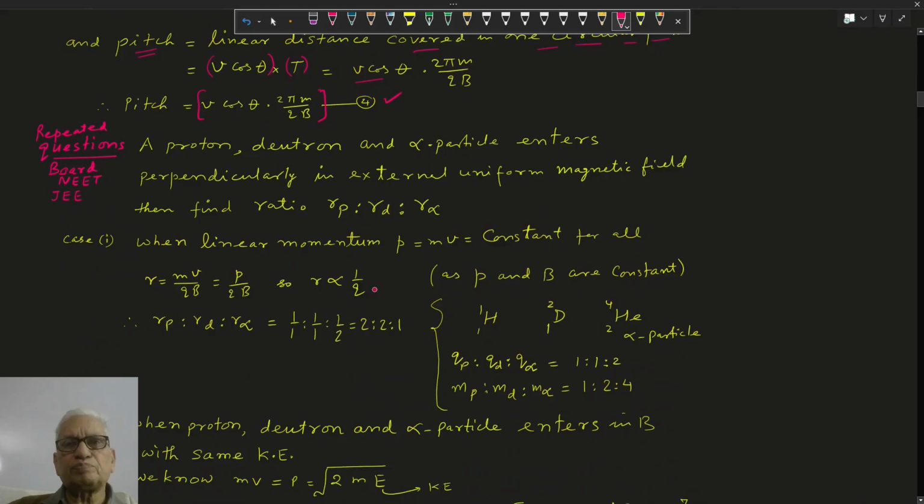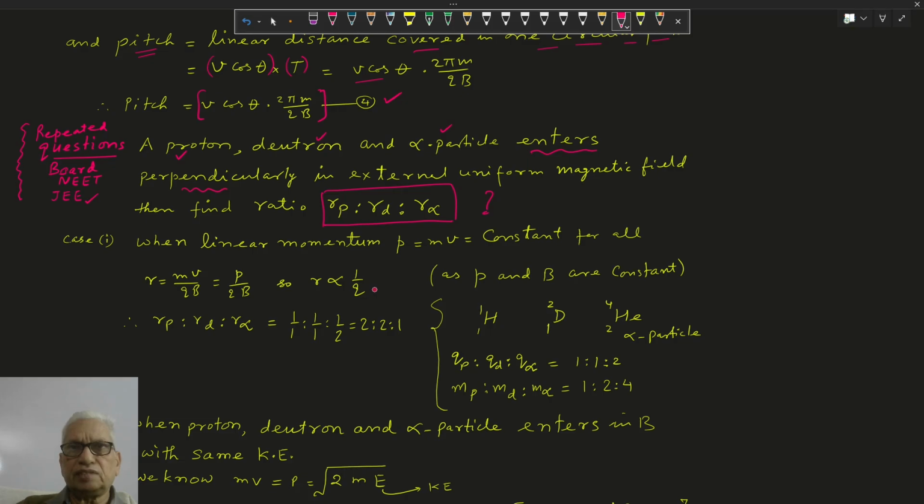Now a very important discussion here. This is a repeated question in board, NEET and JEE also. Many times a question comes from this topic. Let us say one proton, neutron and alpha particle, helium nucleus, are entering the magnetic field perpendicularly. We have to find out the ratio of the radius for proton, neutron and alpha particle.